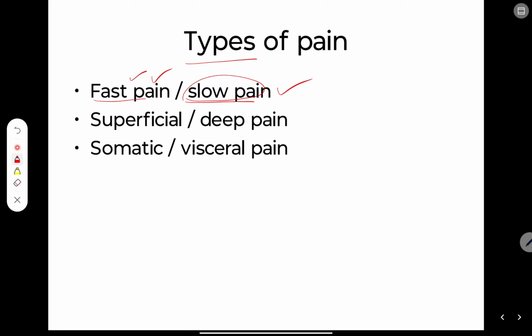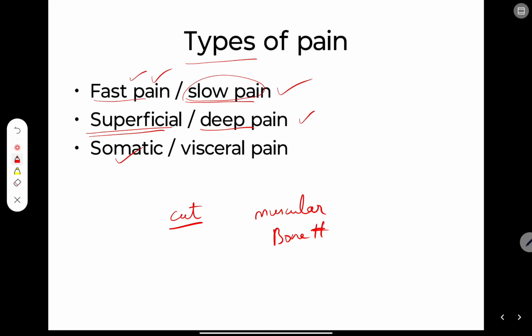Pain can further be classified into superficial and deep pain, depending upon the site of generation of pain. Superficial pain is, for example, a cut injury on your finger. Deep pain can be a muscular pain, such as a muscle sprain, or sometimes a bone fracture. All this leads to deep pain.